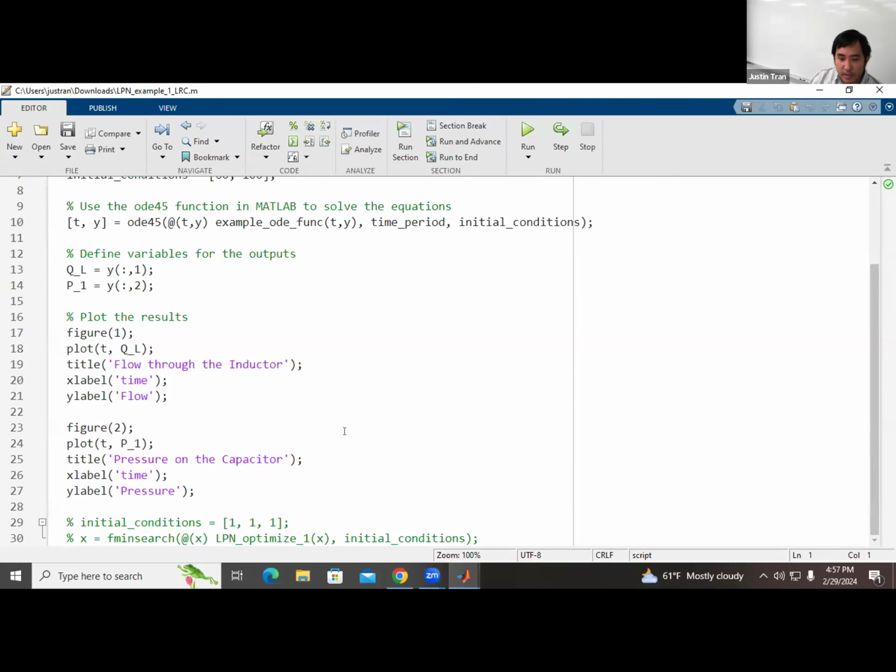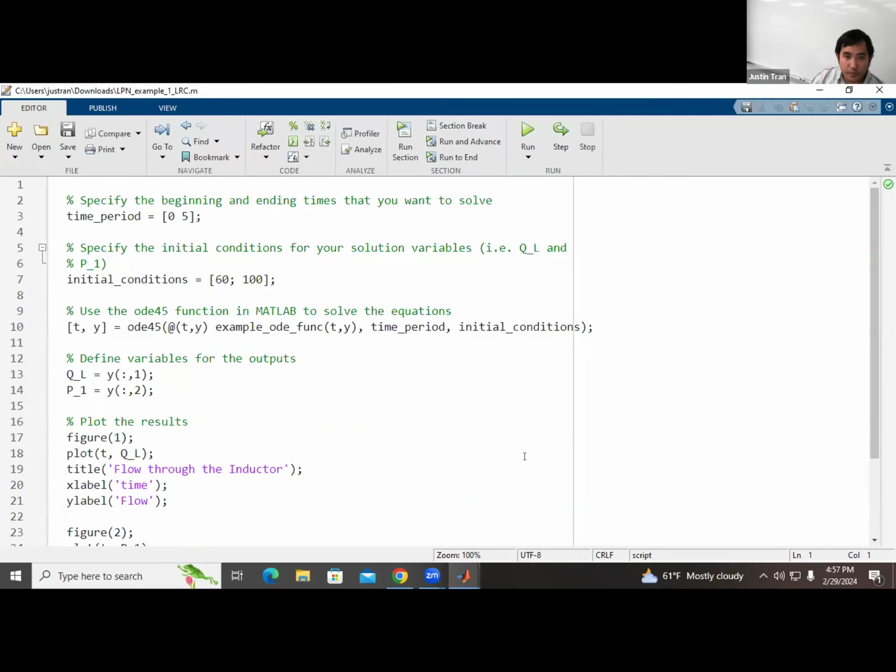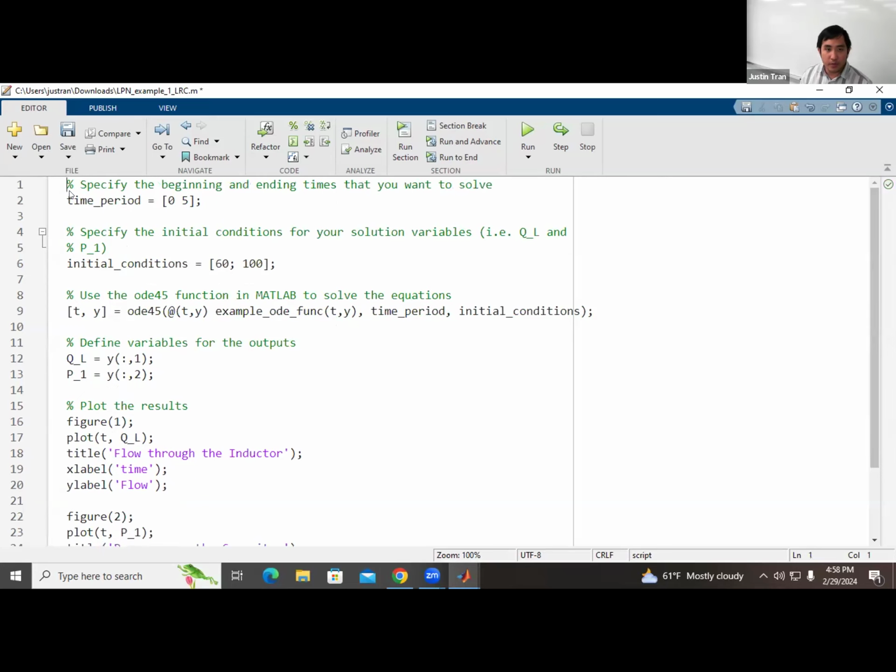The thing about these codes is that you have to run them in pairs. One code defines the equations that govern your system, and the other code runs ODE45. So let's go over the code for running ODE45 first. That's what this code represents. If you open it up, you can see I have comments that explain what each line of code does.